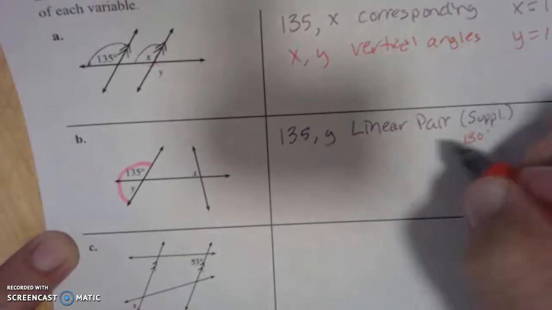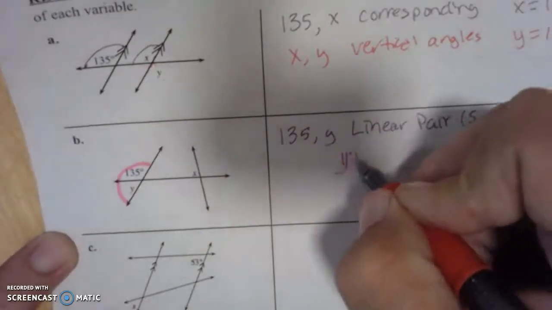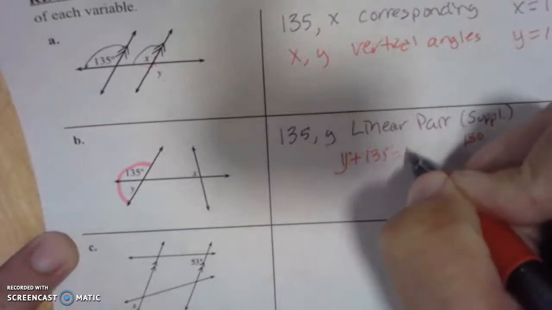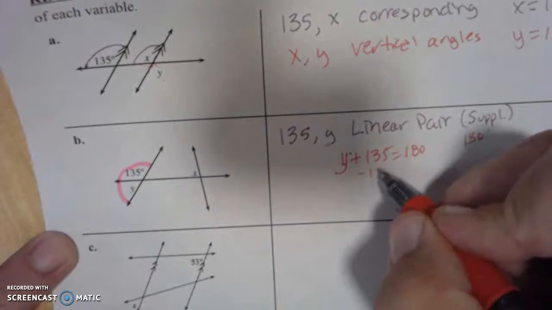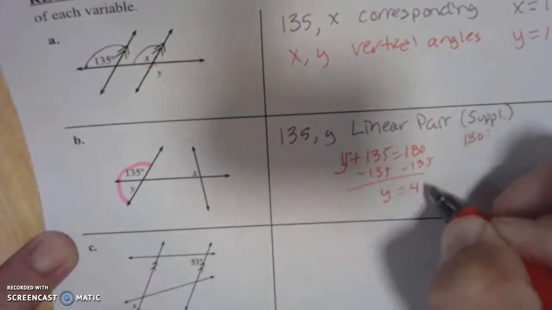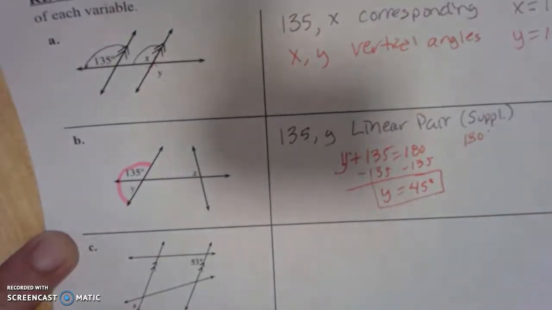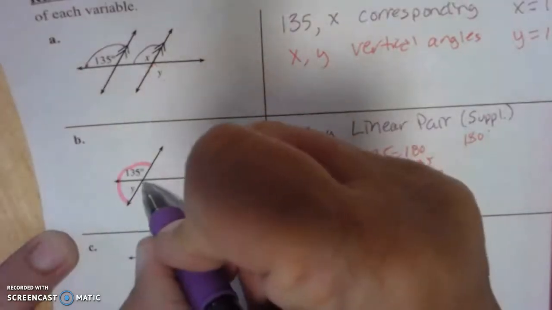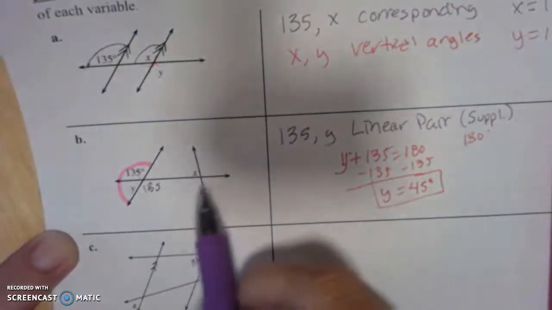180. So therefore, if I do a little bit of math, Y plus 135 equals 180. Okay, subtract 135 from both sides. We're going to get Y equals 45 degrees. Okay, that gives us one piece of information. Now, what else can we figure out? Let's see. We know that this is a vertical angle. That's 135. Does that give us any information about any here?